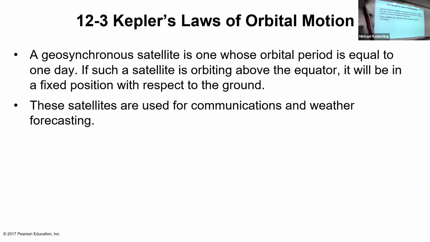A geosynchronous satellite is one whose orbital period is equal to 1 day. If you have a satellite orbiting above the equator, it'll be in a fixed position with respect to the ground. These satellites are used for communications and weather forecasting. There's only a limited number of places we can put satellites in geosynchronous orbit before it gets full.